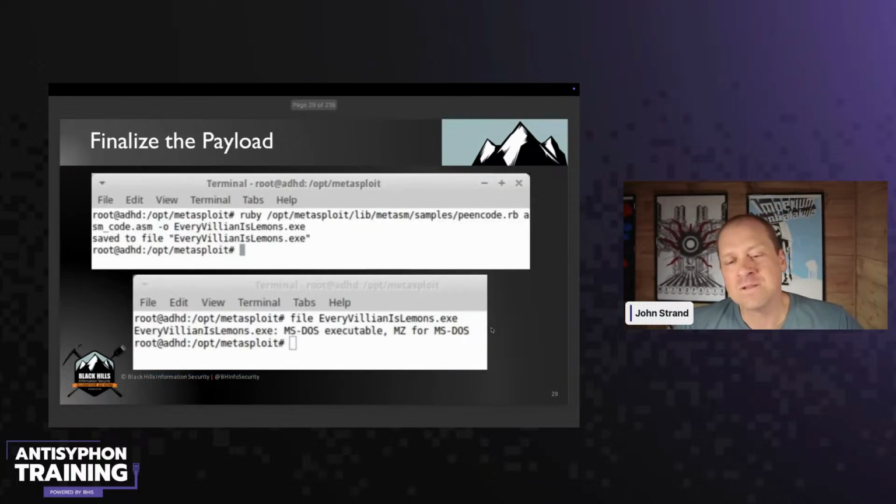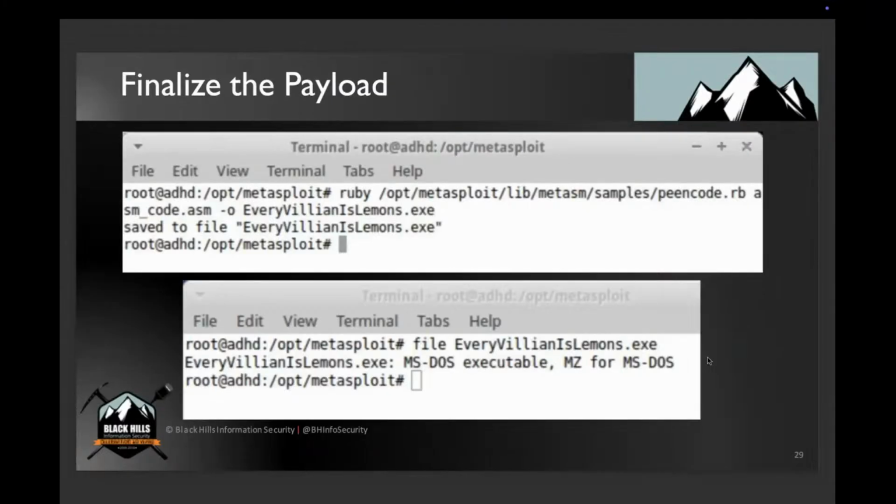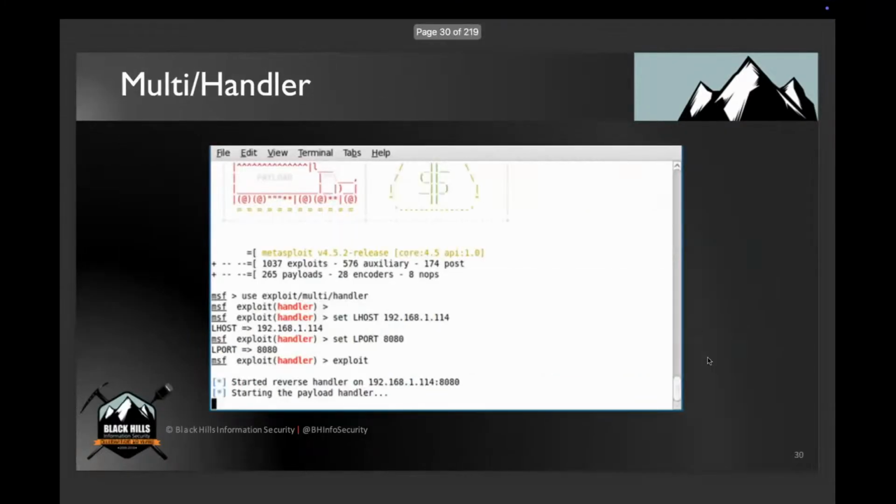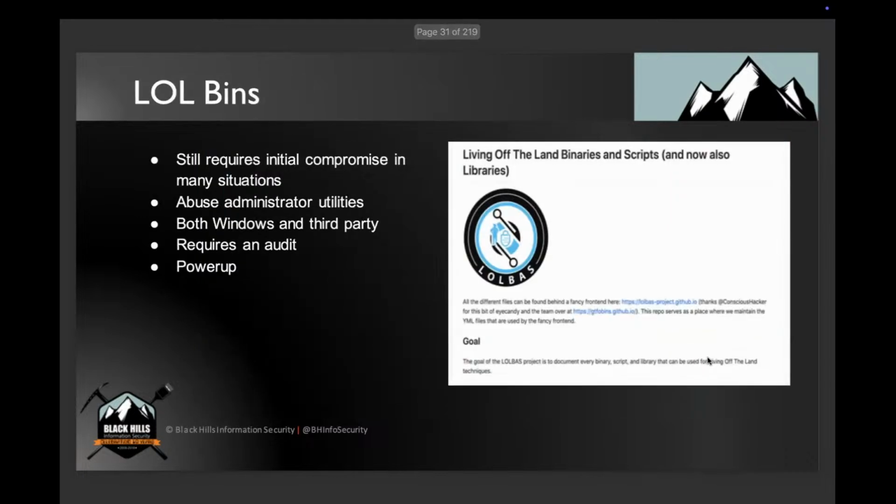There you go. Then you finalize. Once you take that ASM, you can take Metasploit and use PEencode, and you can output it to an executable of your choice. There you go. Start the multi-handler, run it, and get compromised.